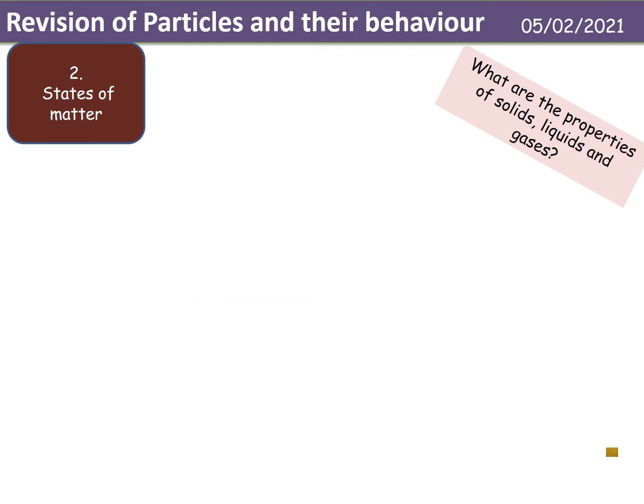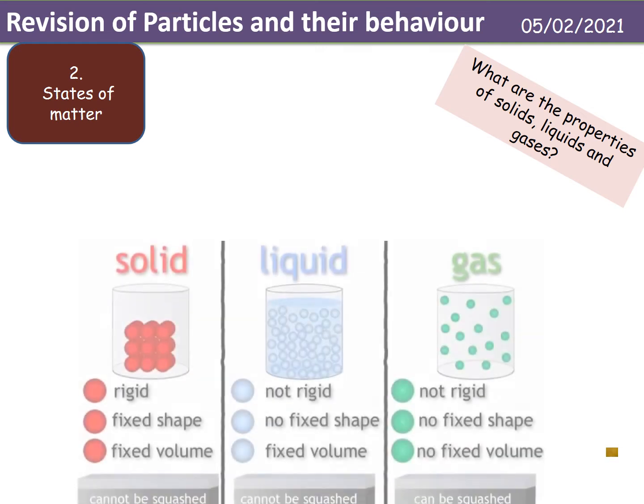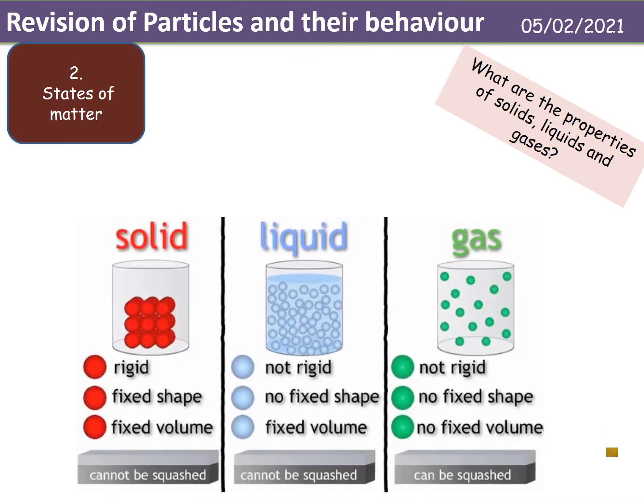What are the properties of solids, liquids and gases? In a solid, the particles are rigid. They have a fixed shape, a fixed volume, and they cannot be squashed. The particles are all touching. So when you're doing particle diagrams, you have to make sure that they are all touching.